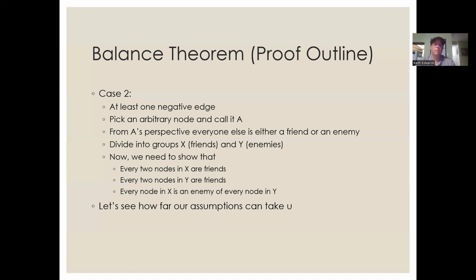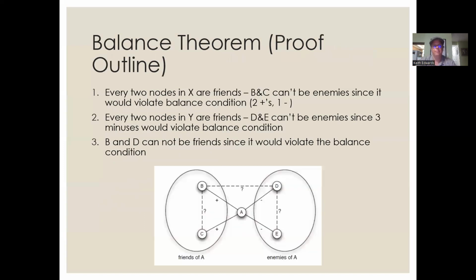We divide them into 2 groups. X are the friends of A and Y are the enemies of A. Now we need to show every 2 nodes in X are friends, every 2 nodes in Y are friends, and every node in X is an enemy of every node in Y. Let's see how far the assumptions that we have in that theorem can take us.